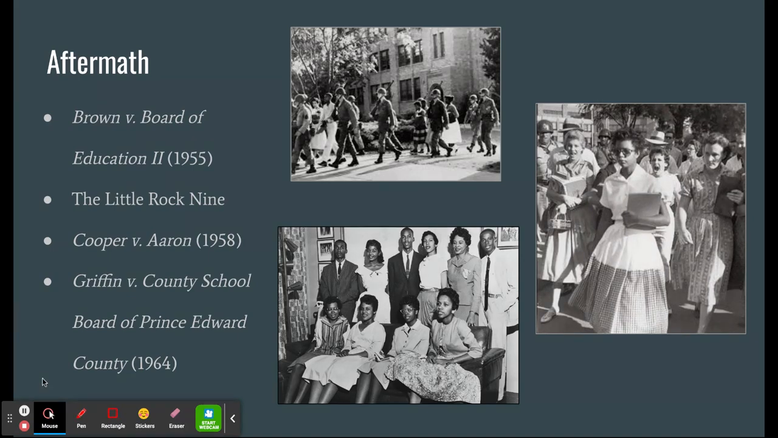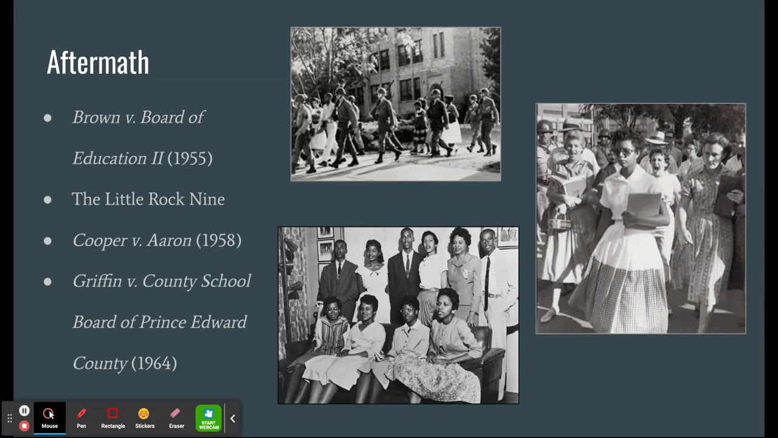So the aftermath of this case was quite complicated, just because there was so much pushback against it from white people in the South specifically. And Brown v. Board of Education 2 was the unanimous court decision to place local school authorities in charge of desegregating their own unique schools, and ordered federal trials to oversee desegregation with, quote, "all deliberate speed," which is pretty vague wording.